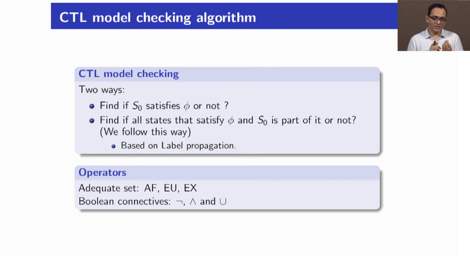Now there are two ways we can do this. One is that you try to identify whether the start state S0 satisfies phi or not, right? So effectively you identify all paths starting from this start state, and on all these paths you check whether the formula holds or not, right? So that can be strategy one.